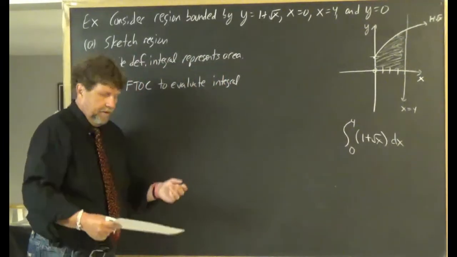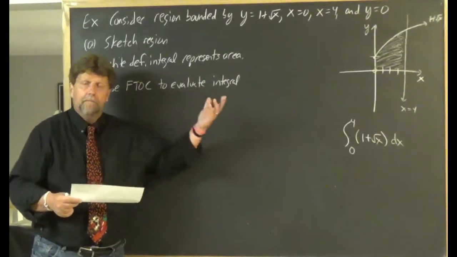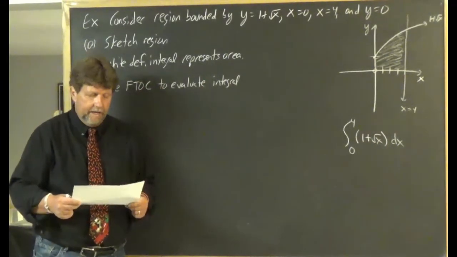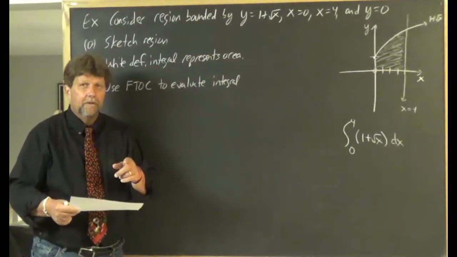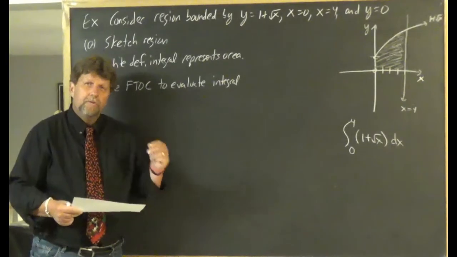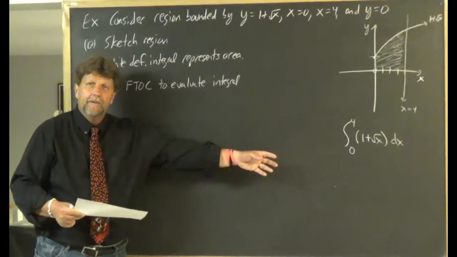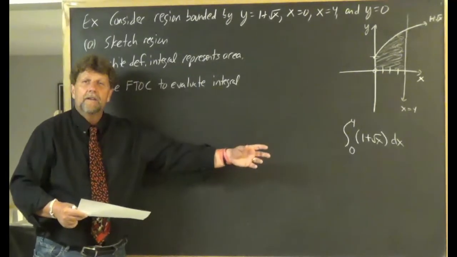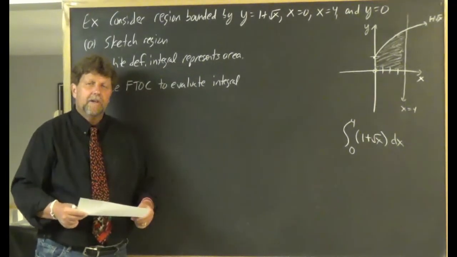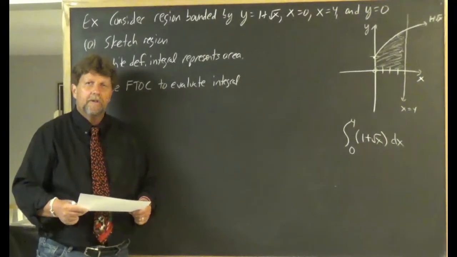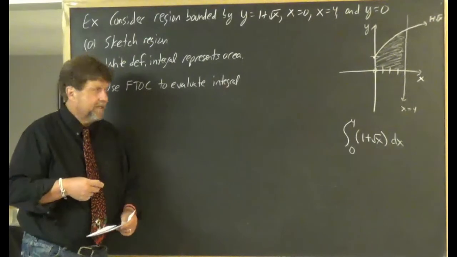Part C, we use the fundamental theorem of calculus to evaluate that definite integral and find that actual area. So this is the part I'd like you to do. Pause the video, do part C, get yourself an antiderivative, use the fundamental theorem of calculus. So pause the video, do that, do part C, then restart the video. I'll be here at the board to make sure that you have it correct.